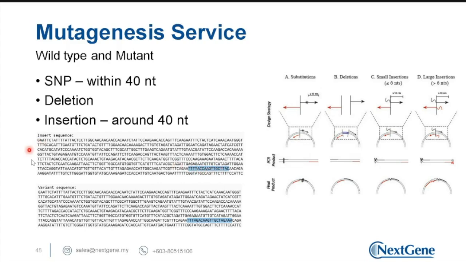So this is the wild type, this is the mutant. If you want to change any sequence within this region, you can do it using a single mutagenesis service. Or if you want to delete this sequence, no problem, we will charge one mutagenesis sequence. Or if you want to insert additional 40 nucleotides further over here, no problem as well. We only charge for a single mutagenesis service. You do not need to synthesize the whole thing over again.